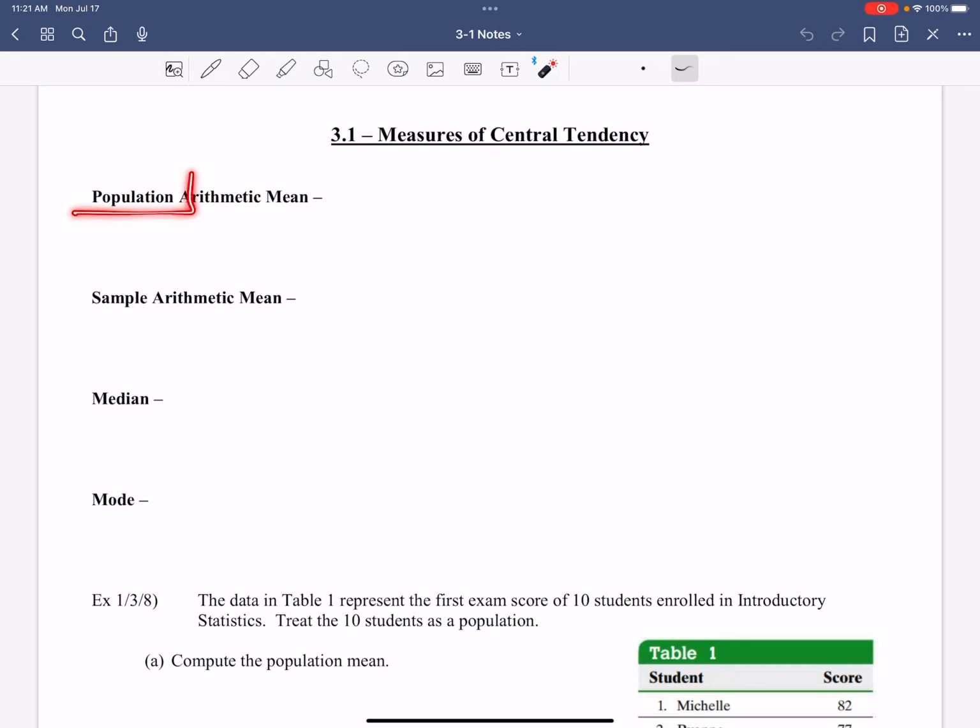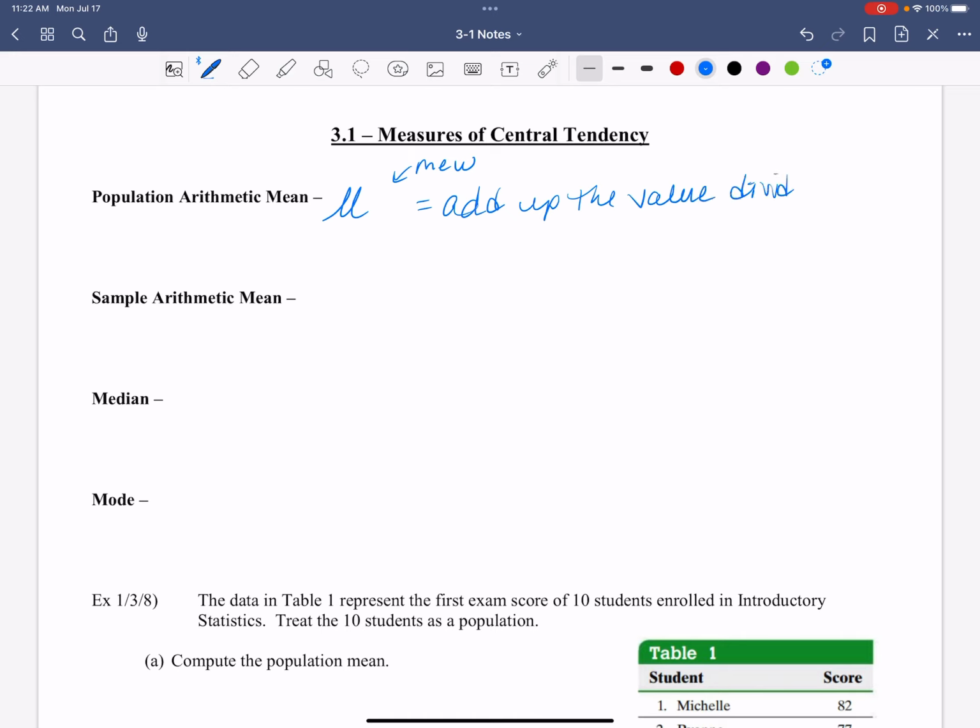The key to this one is notice that there's a population and a sample. You literally find them exactly the same way, but the symbols are different. So this symbol is a Greek letter. It looks like a U, but it is pronounced M-E-W. It's mu. All right, that's what it is. So add the values, divide by the total. It's finding just like any kind of mean there is out there. Add up the values, divide by the total.